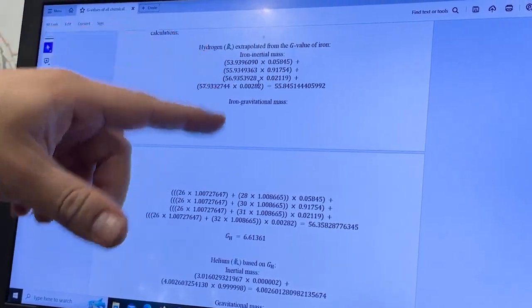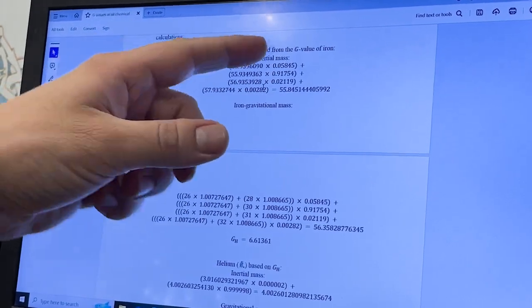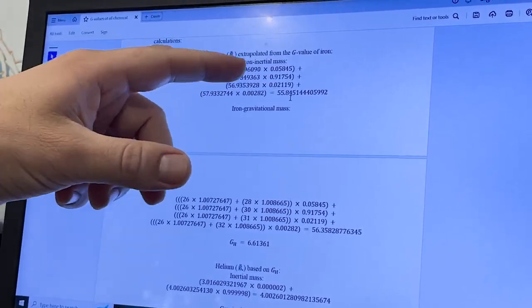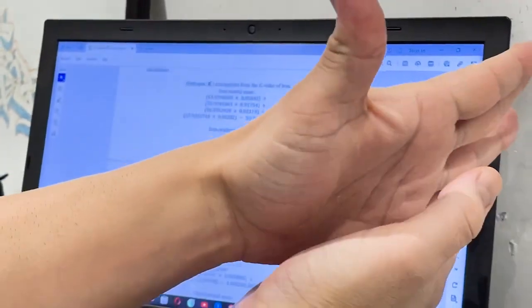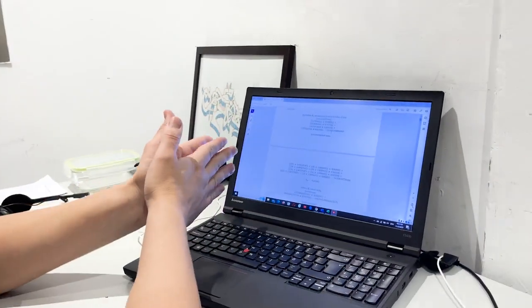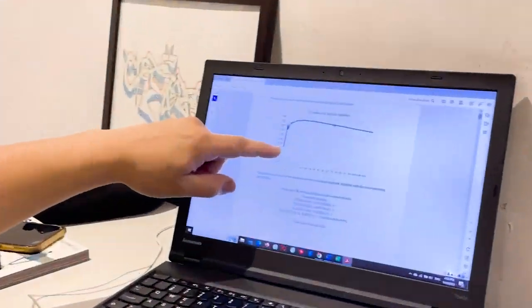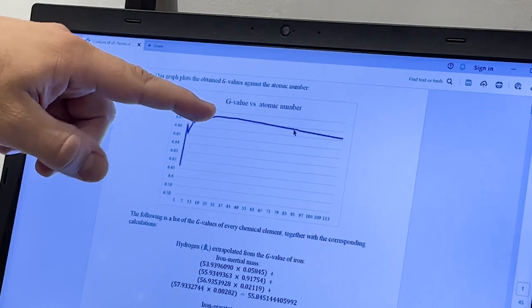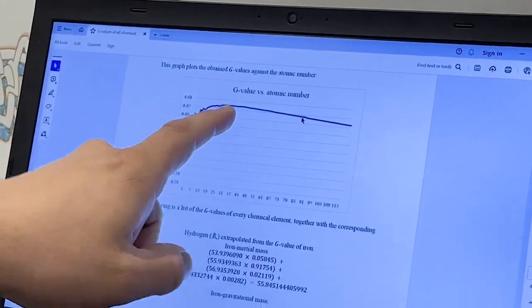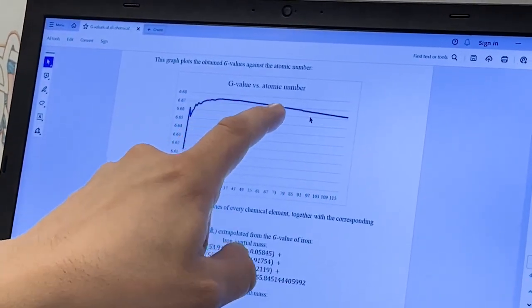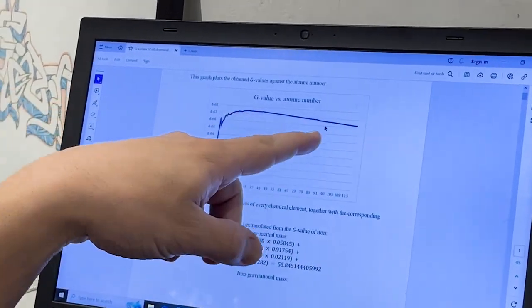So this is hydrogen, but here we see things about iron. That's because we have to calculate out all the binding energy from iron to get down to hydrogen. You see hydrogen is here very low, and this is iron here at the top. Everything that is heavier than iron, the gravitational constant drops down again.